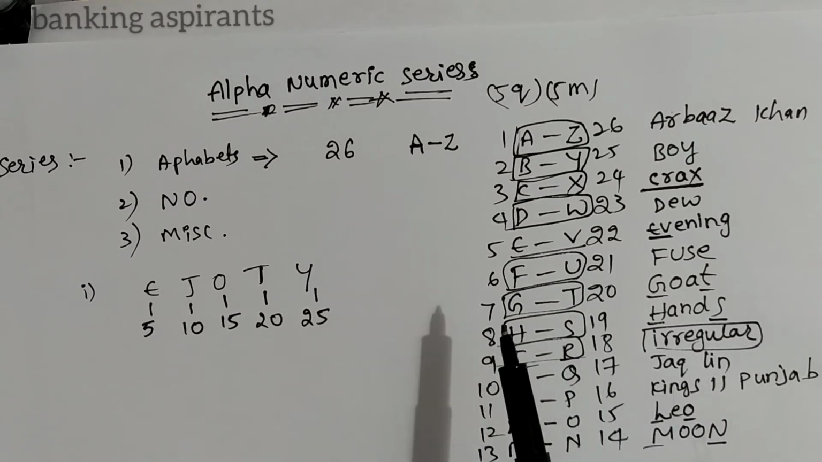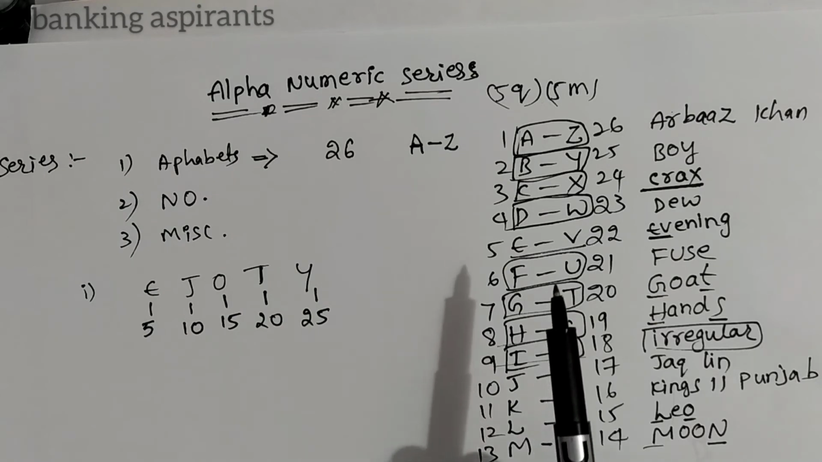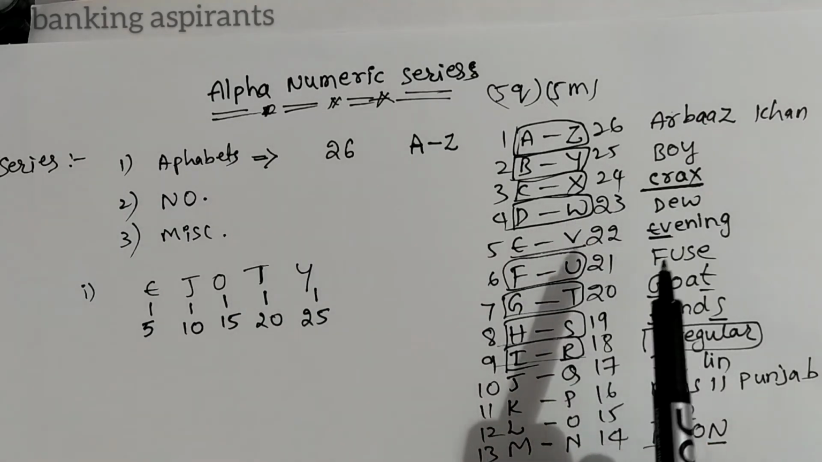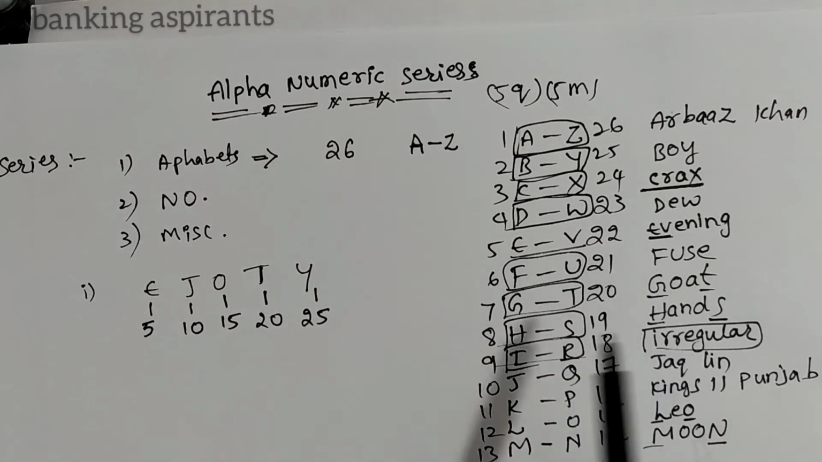We are getting 5 alphanumeric series questions in the exam and we can easily get 5 marks by using these simple tricks.